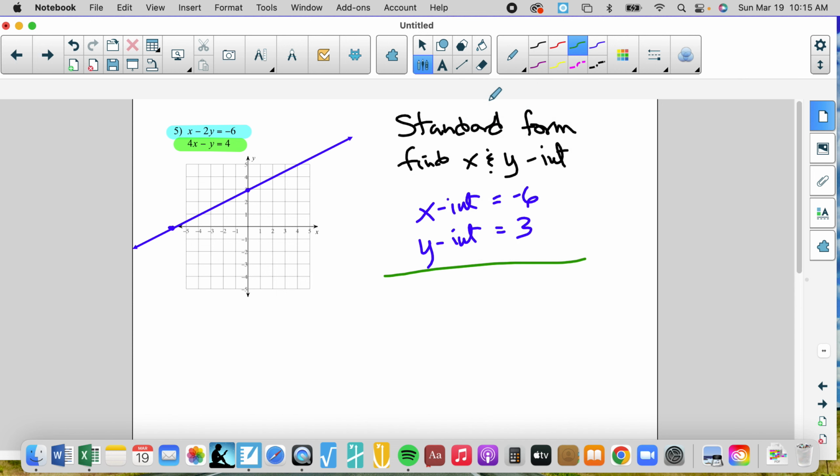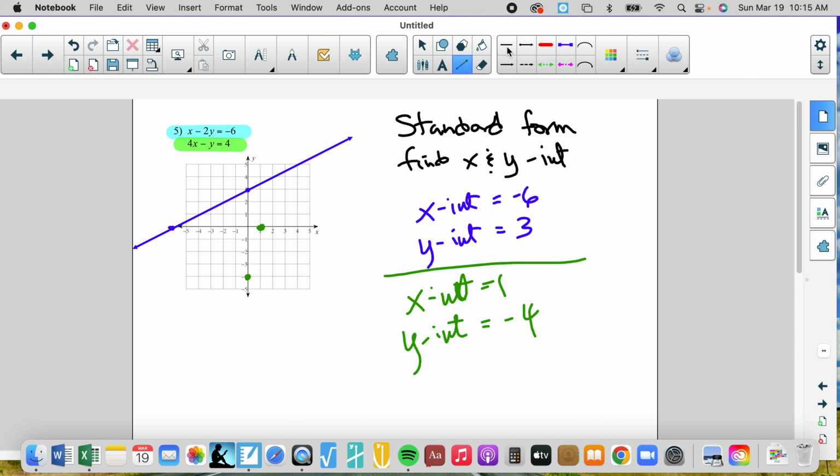So we'll use the cover-up method. We'll cover up the y and its -1 coefficient. So that leaves me with 4x equals 4. So my x-intercept is 1. And then when we want to find the y-intercept, we cover up the x and its coefficient, 4. So that leaves us with -y equals 4. We'll solve for y by dividing both sides by -1, and we get my y-intercept is -4. So x-intercept on the x-axis is 1, y-intercept on the y-axis is -4.